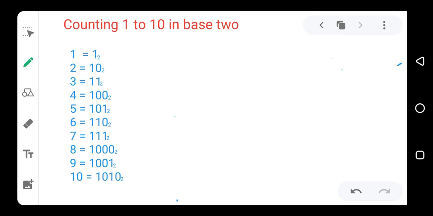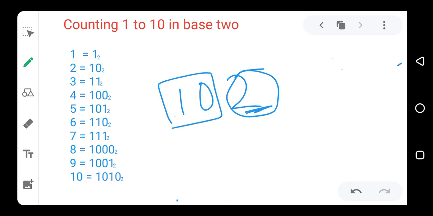Now I say that base 2 contains only 1 and 0. That means that if you see any digits apart from 1 or 0 in a number, it is not base 2. For instance, if you have 1 0 2, this is not base 2. This cannot be in base 2 because it contains 2. Base 2 cannot contain 2. It cannot contain anything apart from 1 and 0. So these are the only things that are allowed in base 2.